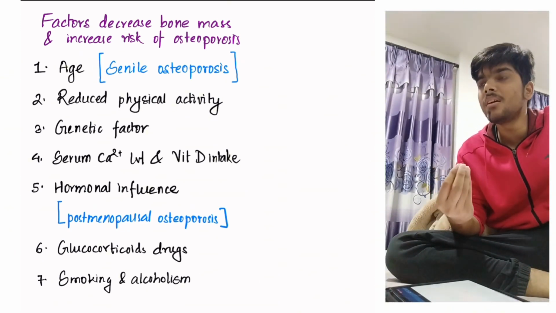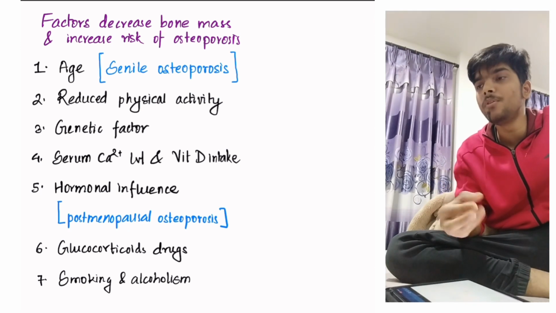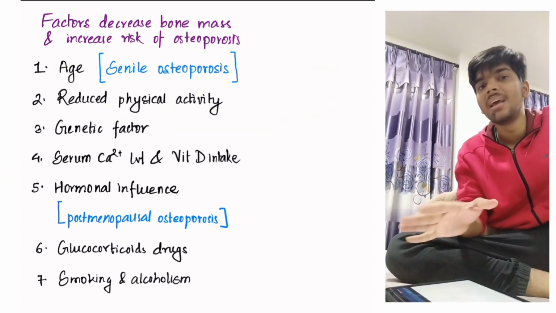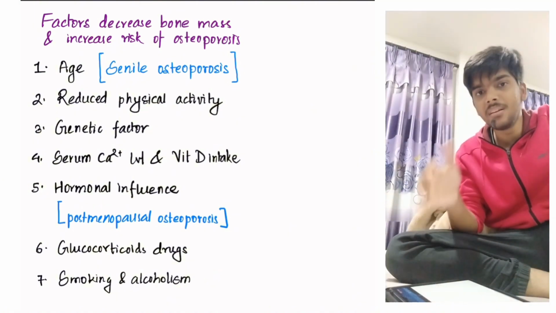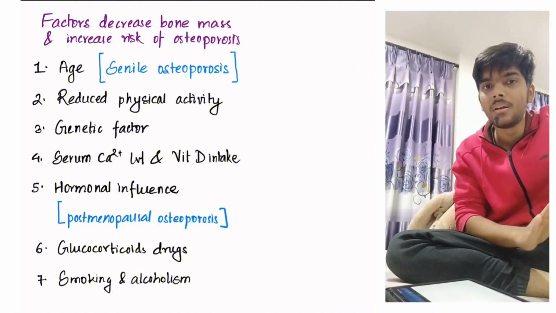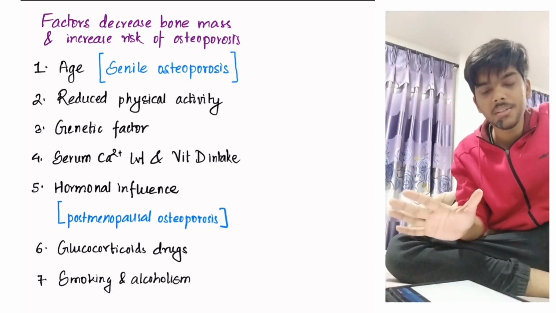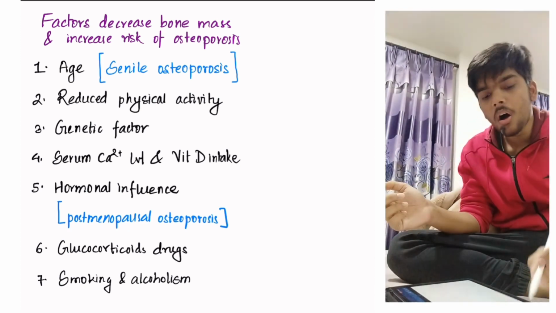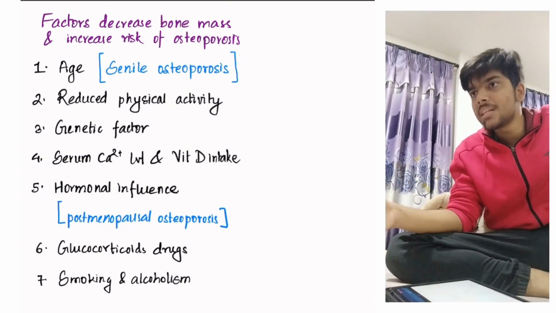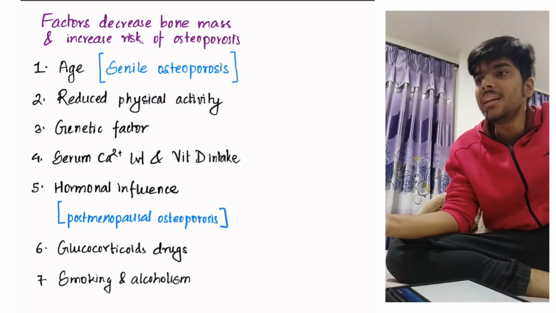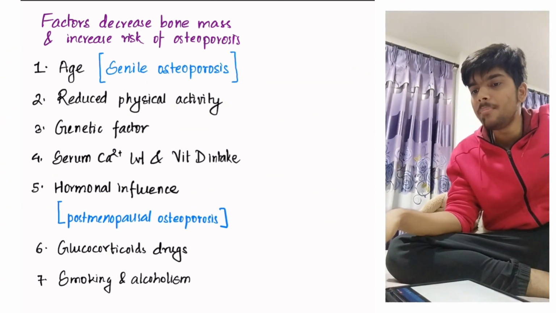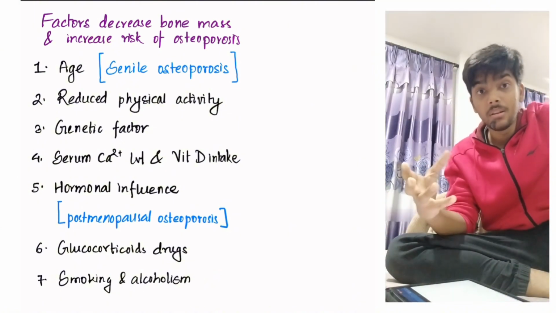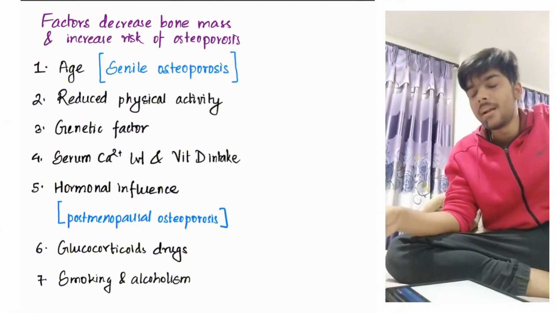If you don't have enough vitamin D in your body, if you don't take in enough vitamin D, calcium won't be absorbed from the gut into the blood, and this also results in decreased level of calcium in your blood, and the same situation arises. Then there's hormonal influence. Hormones such as estrogen and androgen inhibit bone resorption. As a result, osteoclastic activity becomes less, and your bone mass is maintained.